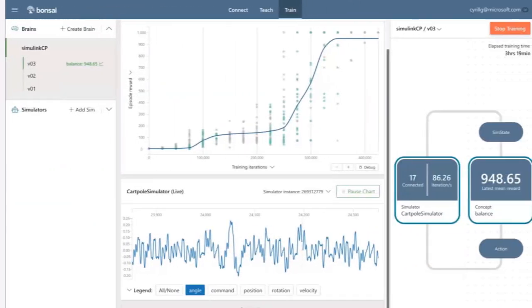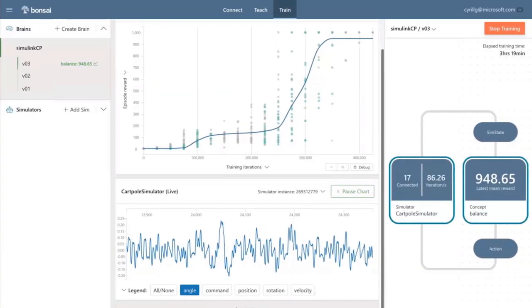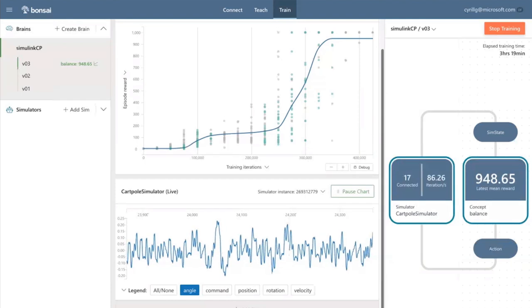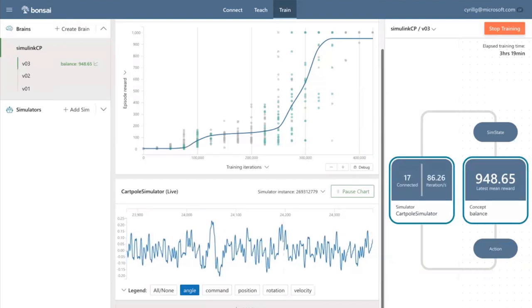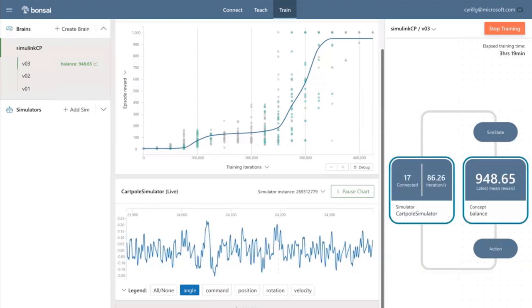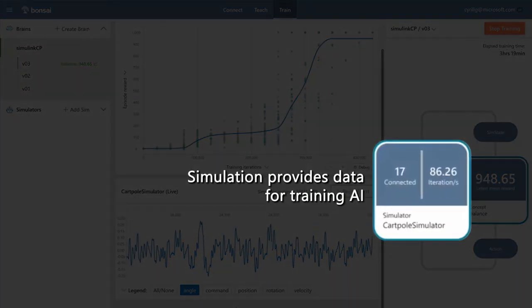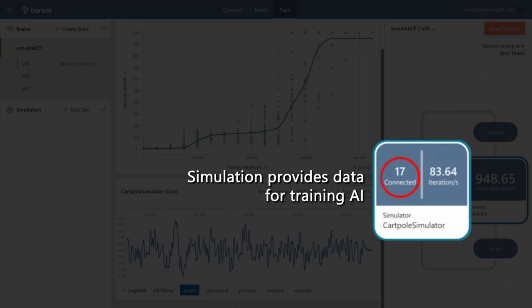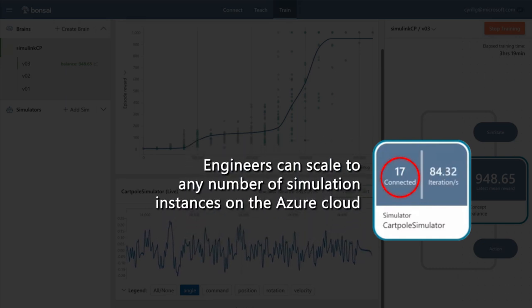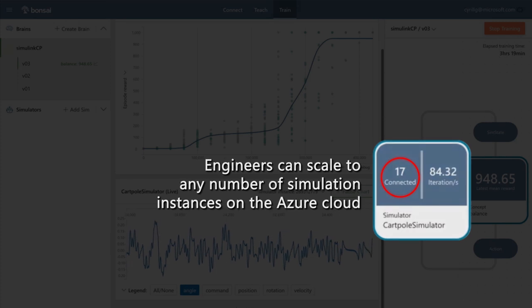Simulations are basically data providers for the AI agent. So instead of using data sets, as you would do in supervised learning scenarios, in reinforcement learning, we are using simulations to provide these data samples. And the interesting part here is that you see that we are not just having one simulator connected to the system, but we have now 17 connected to the system. And it works in a way where we are running one local and we are adding another 16 that we are running in parallel using the Azure cloud.